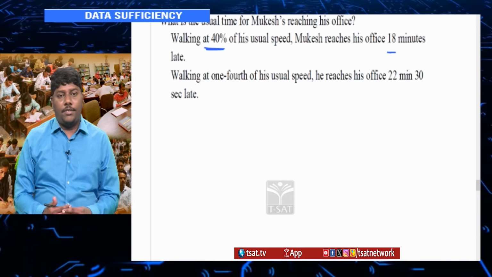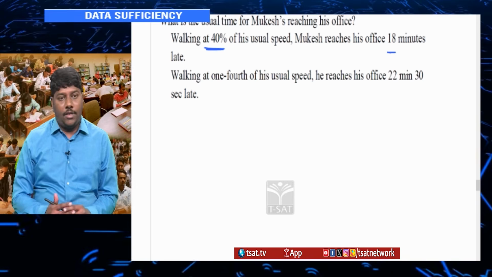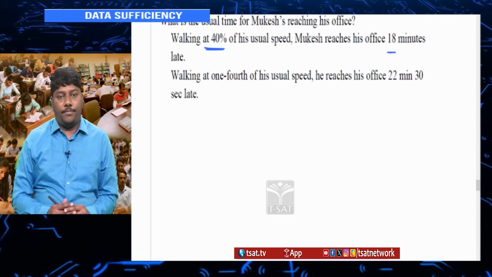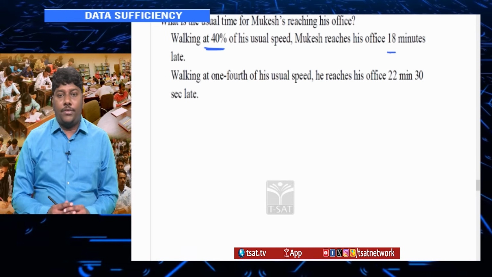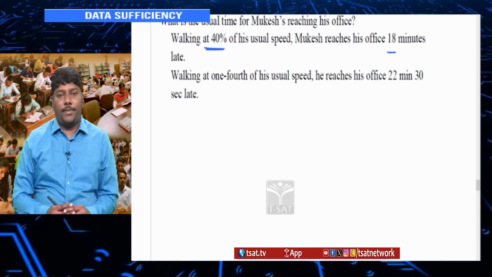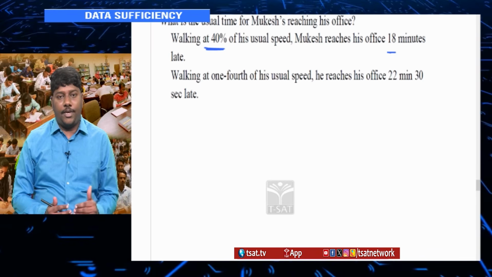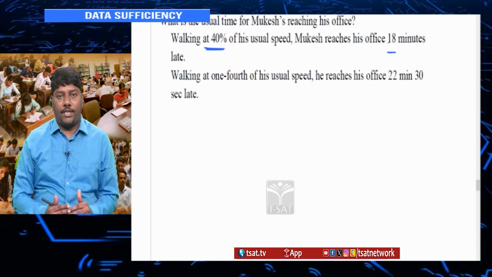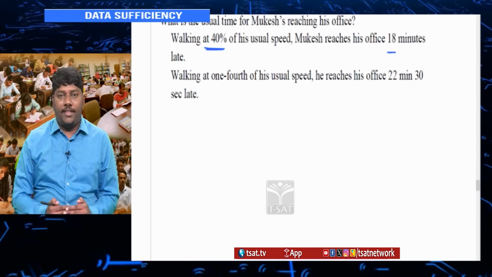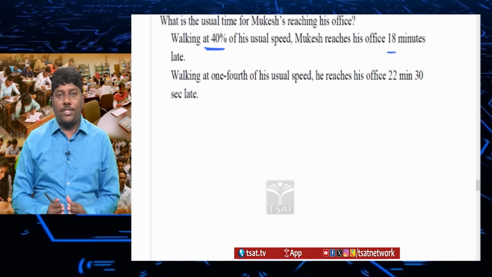Now look at, by using the first statement alone, I am not finding because no need to find it out. Look at the second one. Walking at 1/4 of his usual speed, he reaches office 22 minutes 30 seconds late. Again, obviously, what happens when speed decreases? Speed decreases, time increases, and you know what percent of speed decreasing and how much time increasing. So you can actually find out by using statement 2 also. I am not interested in finding the answer by using it. I am just interested whether can I say by using statement 1 or 2.